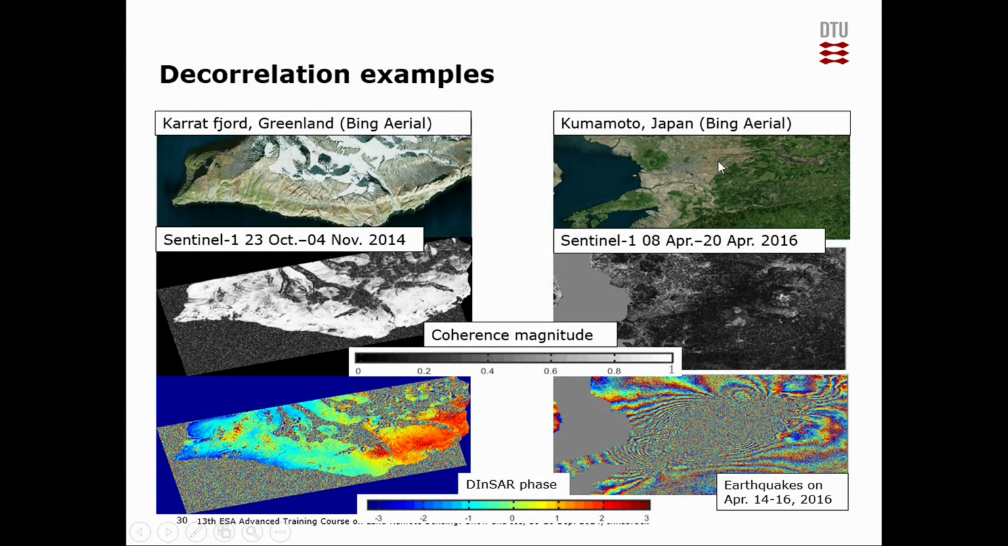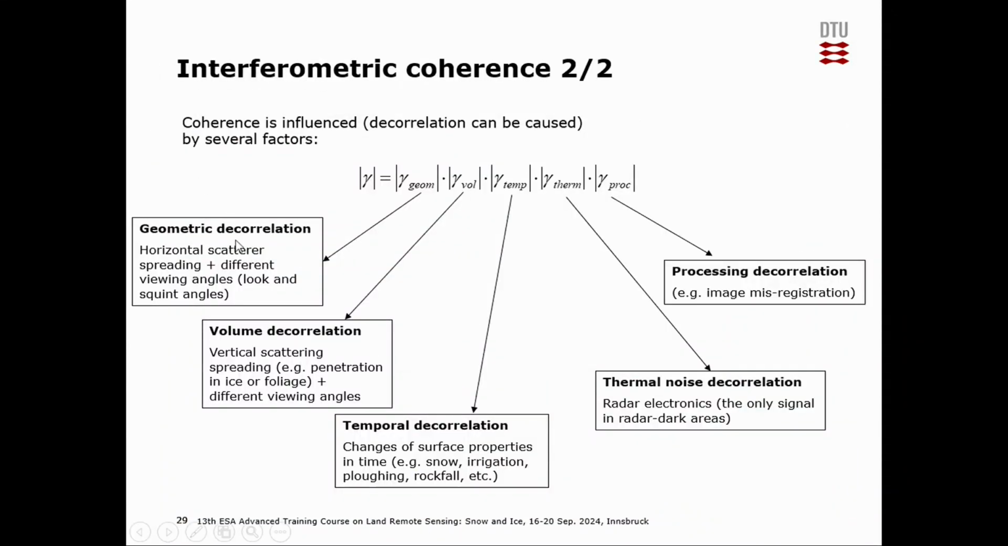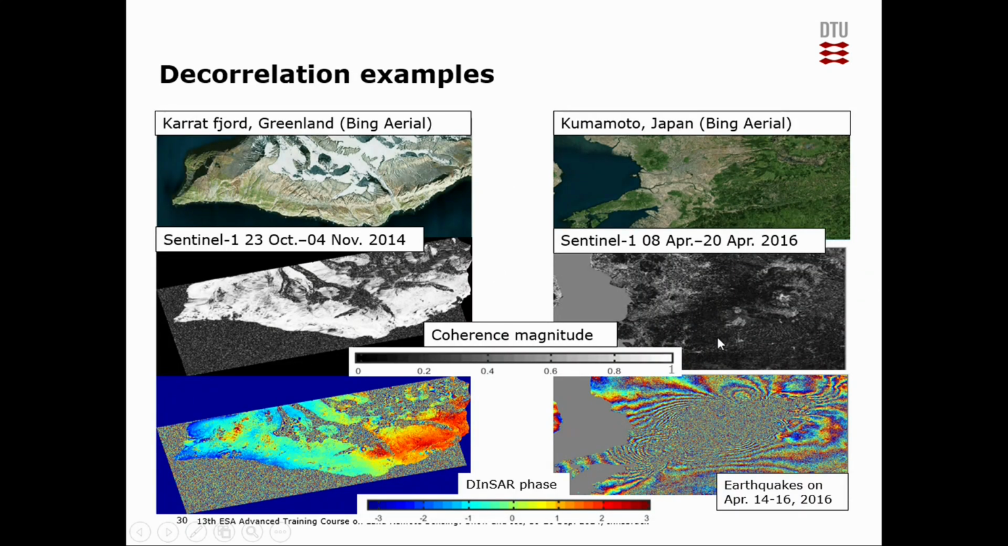What about here in the Kumamoto case? Why do we lose coherence here in this area compared to the urban area? What is causing decorrelation here, if you look at the optical image? The vegetation. In the vegetation, if you think of these sources of decorrelation, distribution of the scatterers in different dimensions or changes in time, which sources of decorrelation could it be? Volume, because we might have penetration in the vegetation, depending also on the radar wavelengths, and possibly also temporal. Some vegetation tends to change in time, and that can lead to decorrelation.